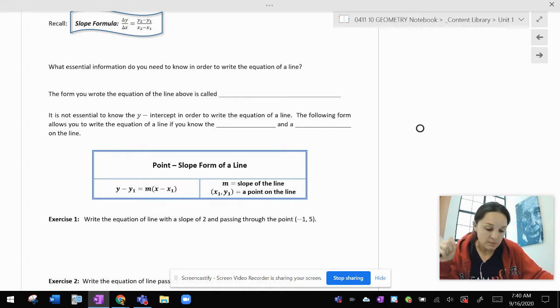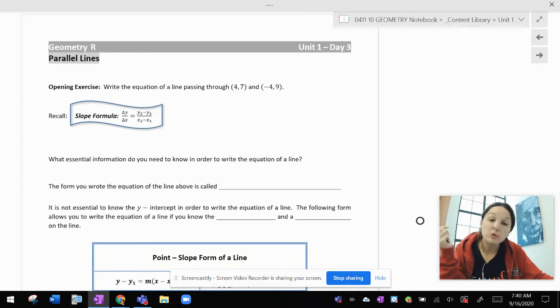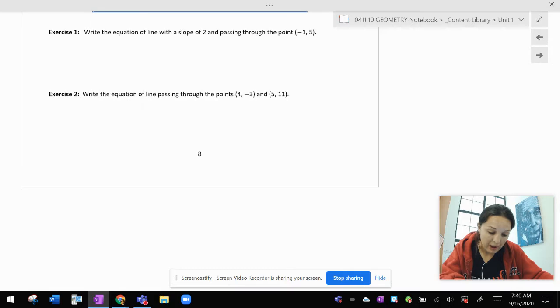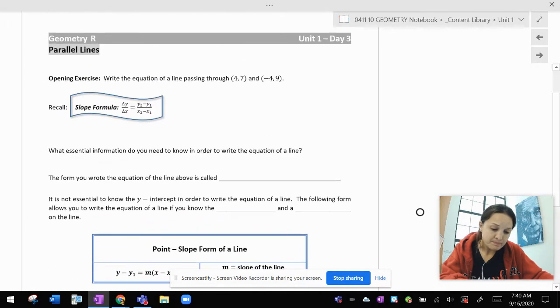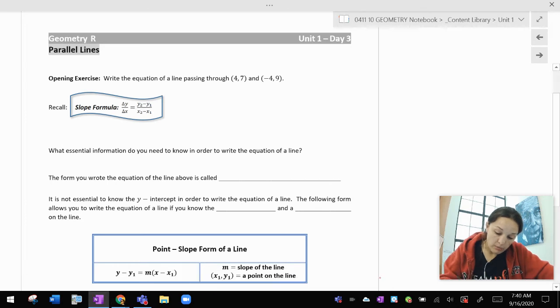So let's keep moving. What I need you to do is make sure you have your notes packet out and that you are on day 3, which in your packet, if you have one, is page 8. And we are going to learn more about the equations of lines. So quick opening exercise: write the equation of a line that passes through (4, 7) and (-4, 9).